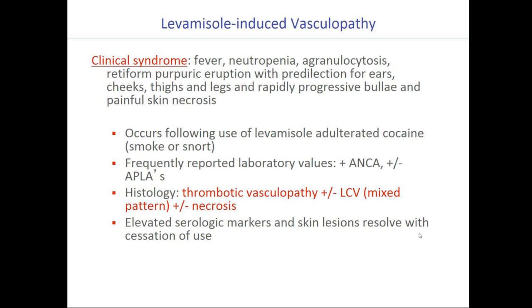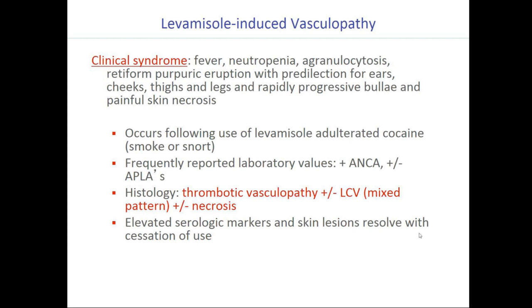It's a clinical syndrome characterized by fever, neutropenia, as we saw in this patient, and retiform purpuric involvement with, in fact, a predilection for the ears. So that's a clue to this diagnosis, if you will. And it occurs following the use of levamisole adulterated cocaine by any means. And frequently reported lab values are the presence of the ANCA.